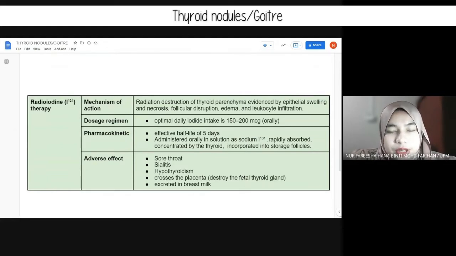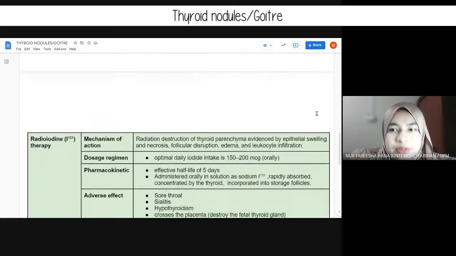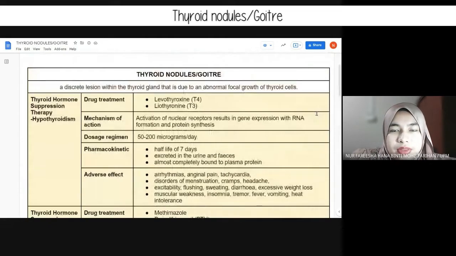The adverse effects for radioiodine therapy include sore throat, cellulitis, and hypothyroidism. For patients that are pregnant, we should avoid radioiodine therapy because it can cross the placenta and destroy the fetal thyroid gland. For lactating mothers, we should avoid radioiodine therapy because it can be excreted in breast milk. So these are all the treatments that will be given for thyroid nodules or goiter.